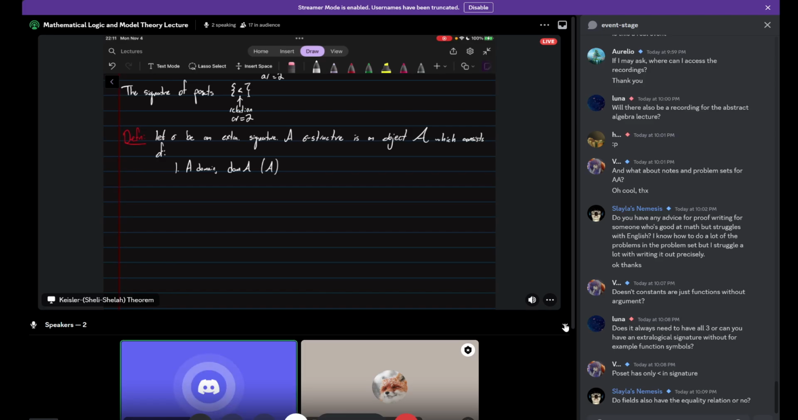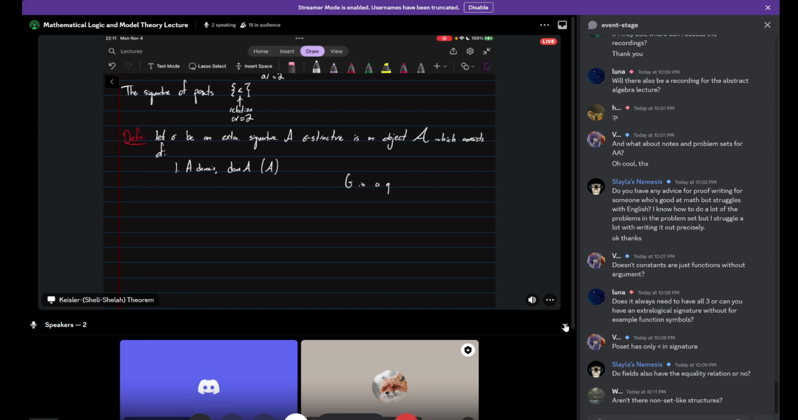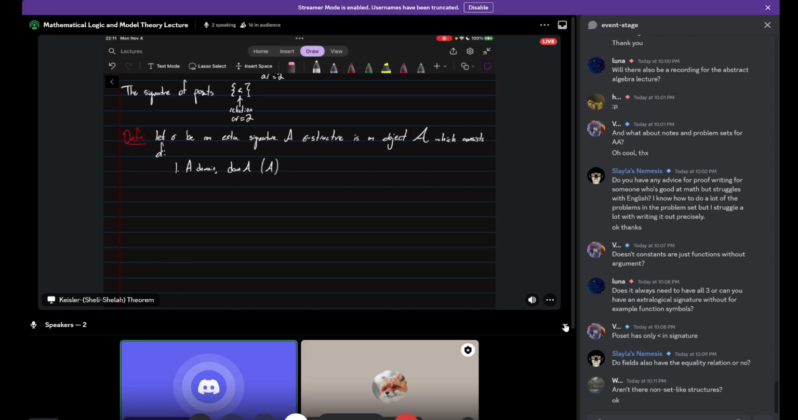We can sort of abuse notation here and write the symbol for the structure for its domain. When I'm talking about G as a group, I can say G is a group, so it's a mathematical structure. What I mean here is G is equal to some G with a circle, and then I can sort of conflate these two. There are non-set-like structures, but we don't study them. This is not an exhaustive study of everything in mathematics. So it's a domain.